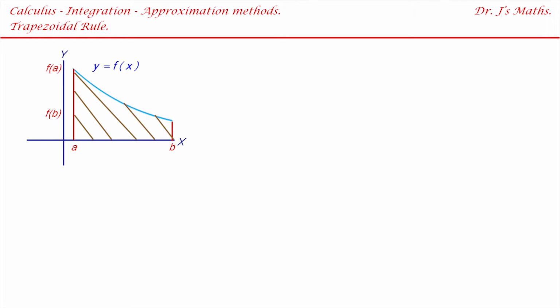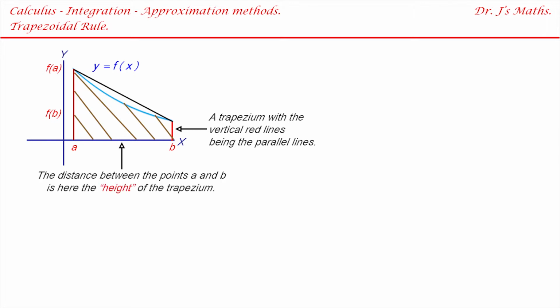So I'm just going to draw that black line between the two red lines so that we can see where we're going. Now the vertical red lines are going to be the parallel lines in the trapezium, and the distance between the points A and B along the x-axis is going to be the height of the trapezium. So we've got a trapezium on its side basically.